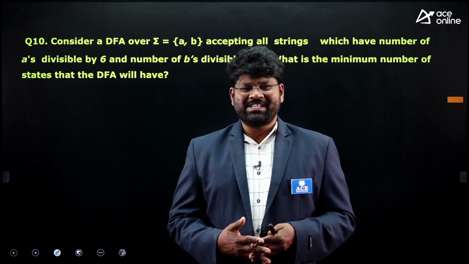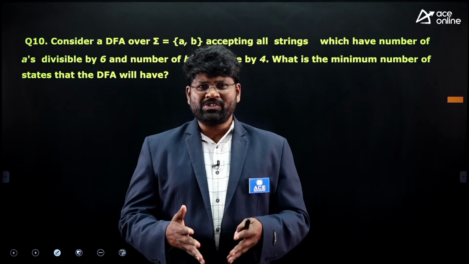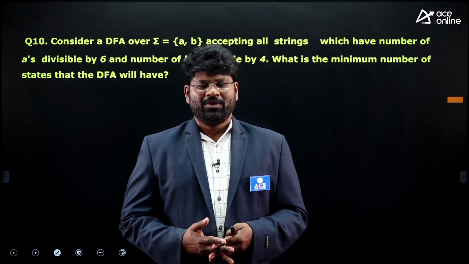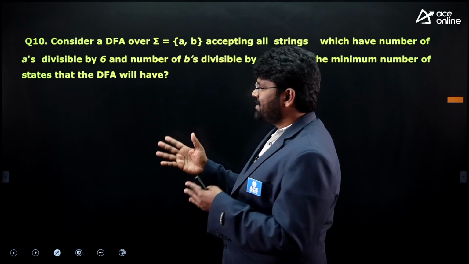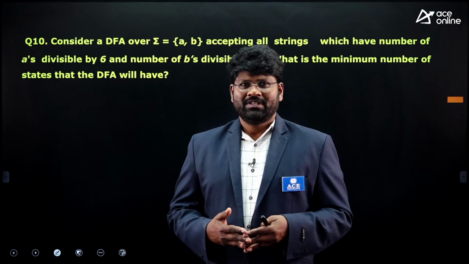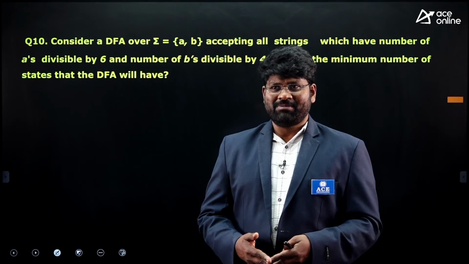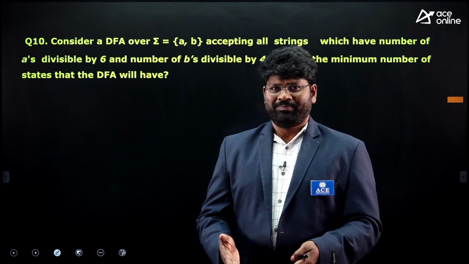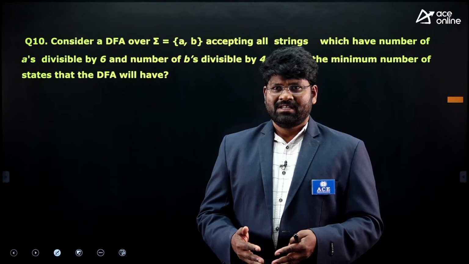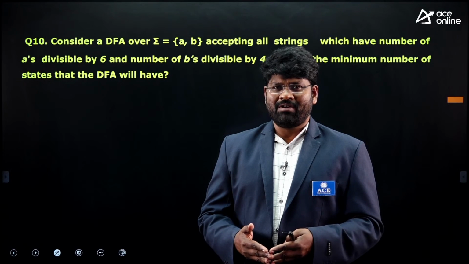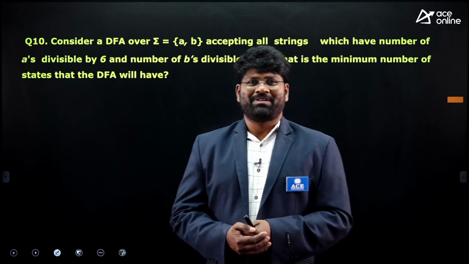For these questions, it is impossible to design the machine in the examination. What you can do is reduce the complexity of the problem. You have a very complex problem statement here, because the number of a's is about 6 and the other is about 4. Instead of that, you take the number of a's divisible by 2 and the number of b's divisible by 2. This is the base problem. The same problem can be treated as even number of a's and even number of b's.